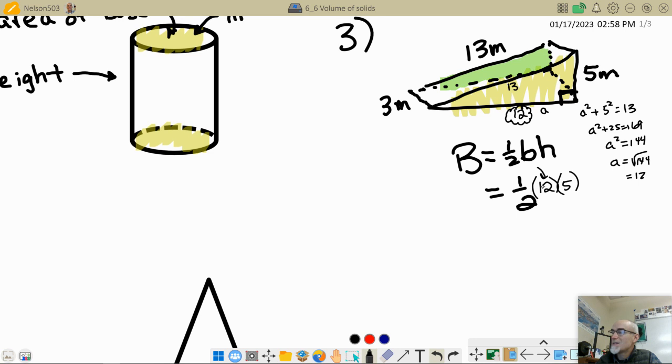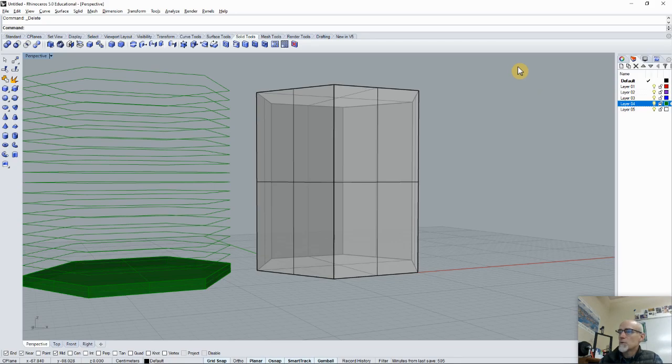1/2 of 12 is 6. 6 times 5 is 30. So we get 30 square units, and it says meters, so square meters is the area of the base. Now the volume is going to be the area of the base, 30 square meters, times the height. Oh, the height, because remember, this object is really kind of standing up.